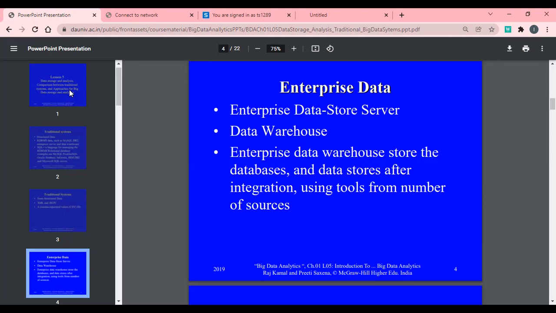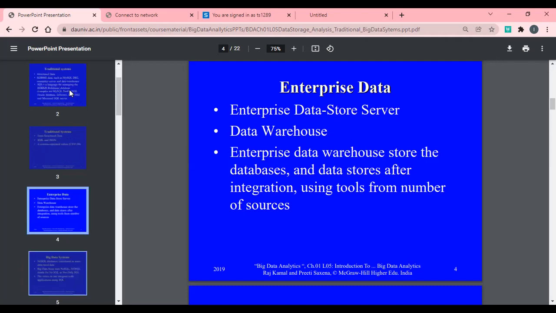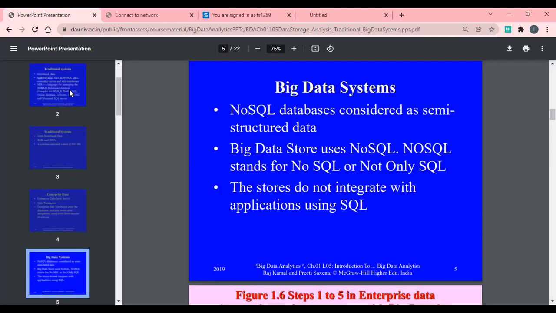More places we are going to collect the data. That is the enterprise data server we are going to use for this methodology. Next, big data systems. NoSQL databases are considered semi-structured data. Without SQL, we are using the data. That is called NoSQL data.